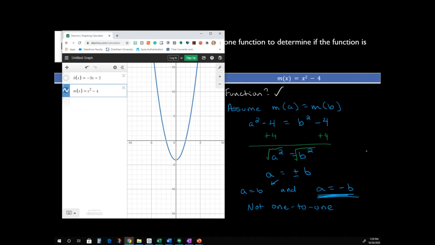So you can verify your work algebraically by looking at the graph. But you don't want to always do graphing to find the solution, because sometimes you have some really complicated graphs. It might be easier to do it algebraically, but it's a good check.